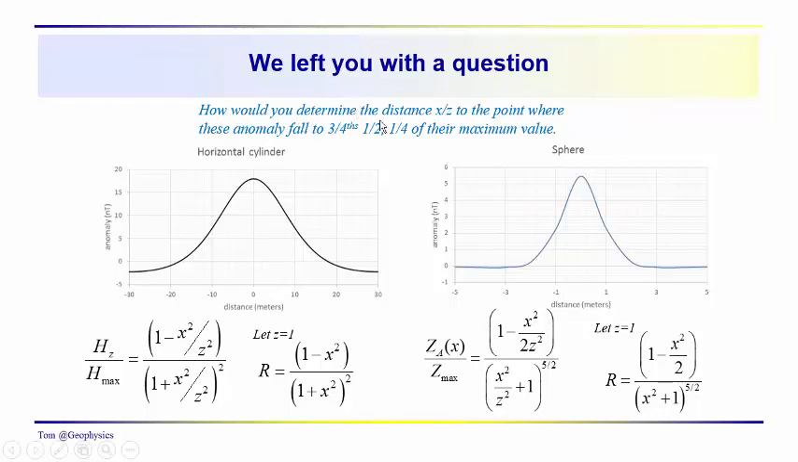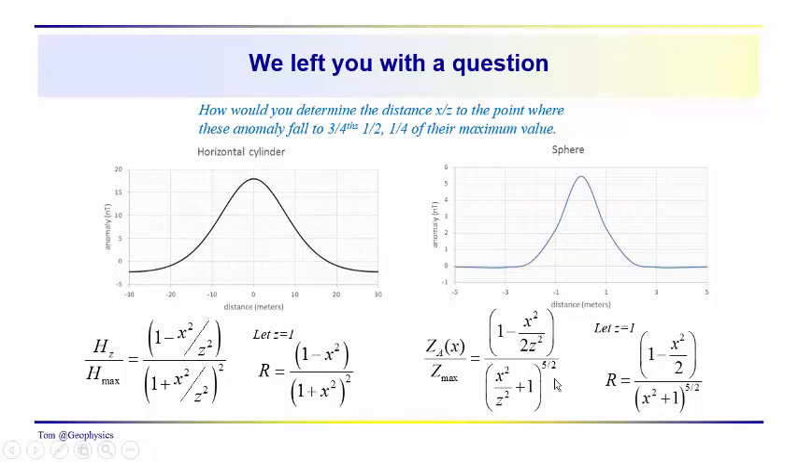We left you with this question about how you would determine the distance x over z to the point or points where the anomaly falls off to 3/4, 1/2, 1/4 of its maximum value. Remember, we did this because for each one of those diagnostic positions, we're able to estimate the depth z from this value of x over z that we get.